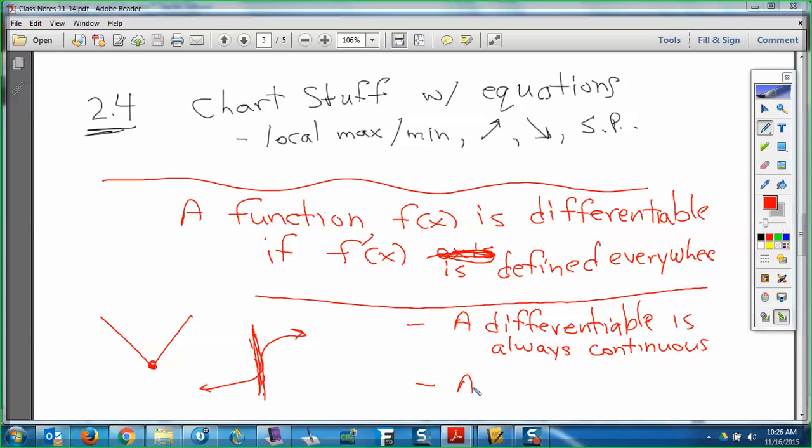Okay? A continuous function is not always differentiable, because I have two examples right over there that are continuous, but they're not differentiable. So a continuous function might not be differentiable, but a differentiable function is always continuous, right? A square is always a rectangle, but a rectangle might not be a square, right?